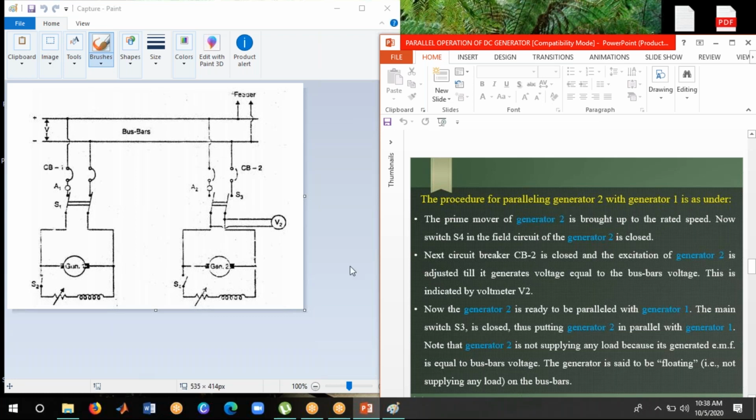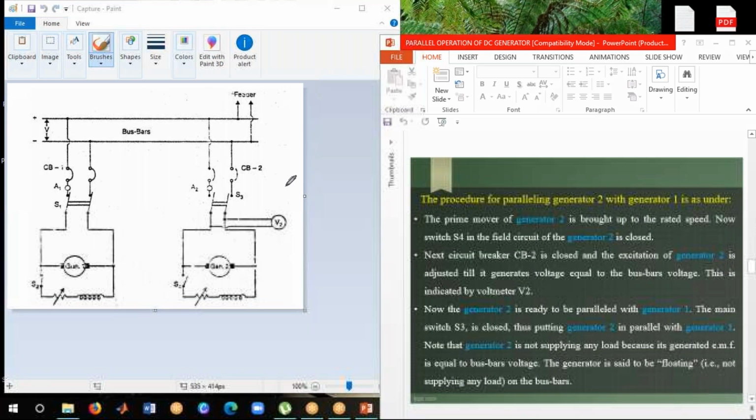ద ఫస్ట్ థింగ్ ఈస్ the prime mover of generator 2 is brought up to the rated speed. సో ఫస్ట్ మనము రేటెడ్ స్పీడ్ కి తీసుకురావాలి ఏది జనరేటర్ ని. సో రేటెడ్ స్పీడ్ తెచ్చుకున్నప్పుడు నౌ ద స్విచ్ S4 in the field current of the generator 2 is closed. So this is the switches S4 and S3. When the generator has obtained its rated speed, we have to close this S4. So S4 ని క్లోజ్ చేయాలి. క్లోజ్ చేస్తే ఇది క్లోజ్ సర్క్యూట్ అవుతుంది. Then there is a flow of current.